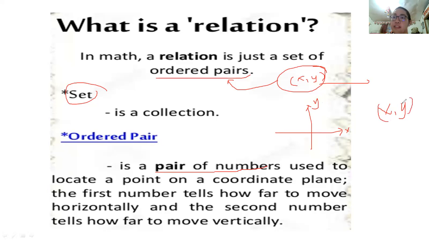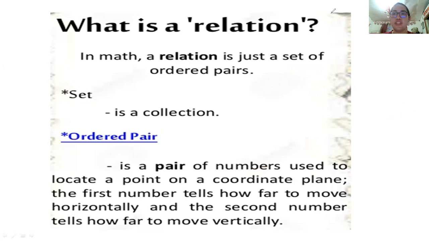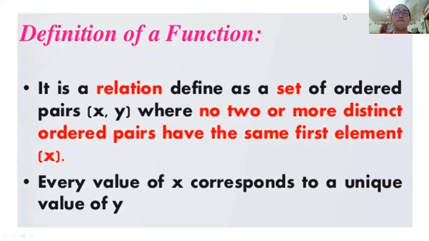Do not forget it. Relation: x and y have a relationship. So that is how you define a relation: a pair of your x and y, or a set of ordered pairs, x and y. So do not forget about the definition of a relation. Next, we're going to talk about a function.